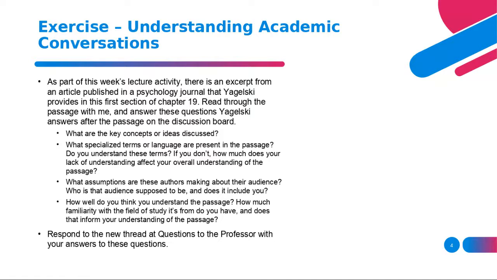I read through the passage in the lecture, but there are four questions that you need to answer and post your answers to the professor. One is regarding key concepts or ideas that are discussed. Second is specialized terms or language present in the passage, and whether you understand them or not. Third, what assumptions the authors are making about the audience. And the fourth is, how well do you understand the passage, and how much familiarity with the field of study it's from do you have, and does that inform your understanding of it?